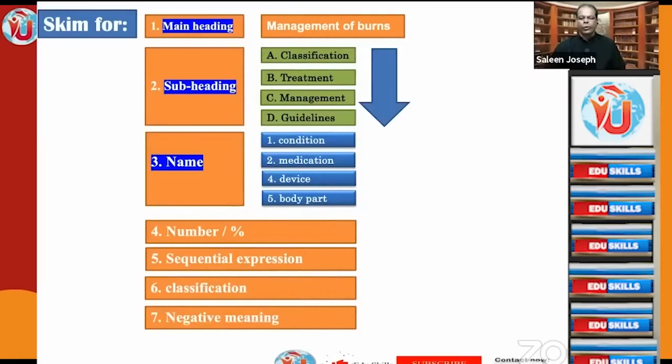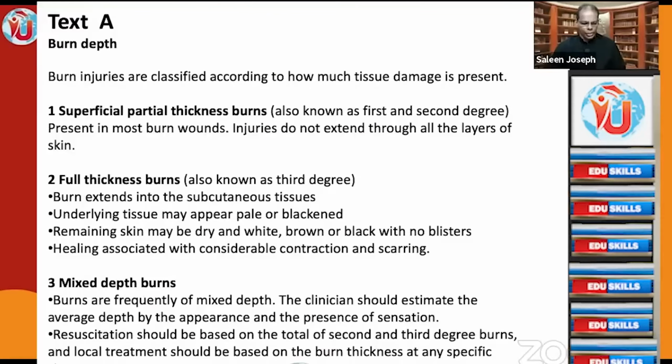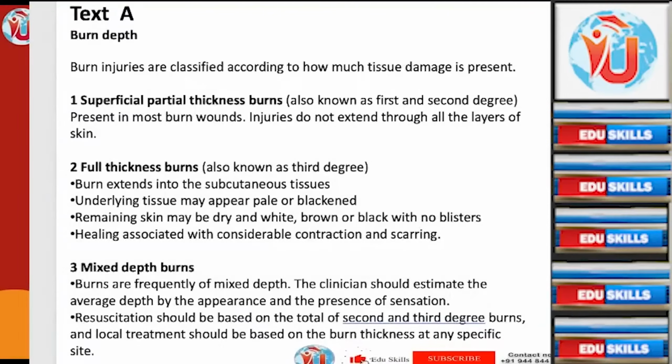Skim for it. Negative meaning. A question may give you a positive statement, whereas text will give you negative statement. And eighth is time or duration. How long? Maybe 3 weeks you will have to take a medication. Maybe after duration you have to come for review. So just see here, and could you just shout out what are important here?